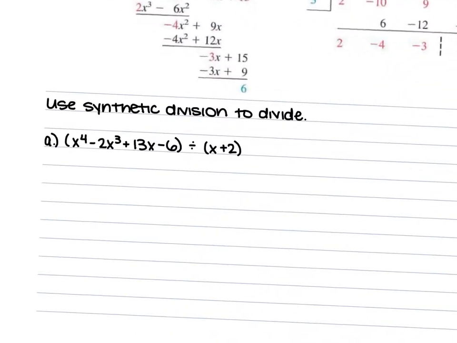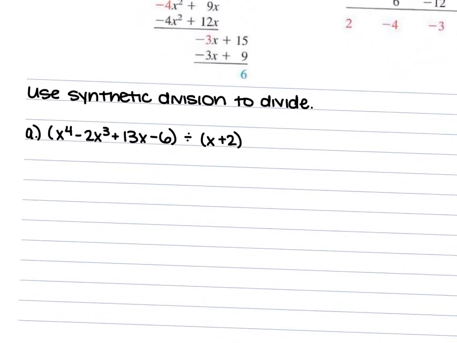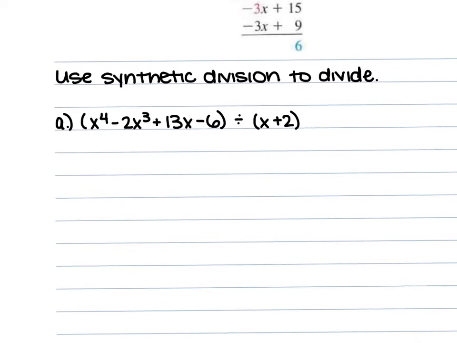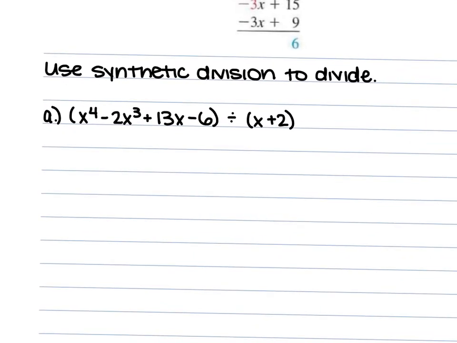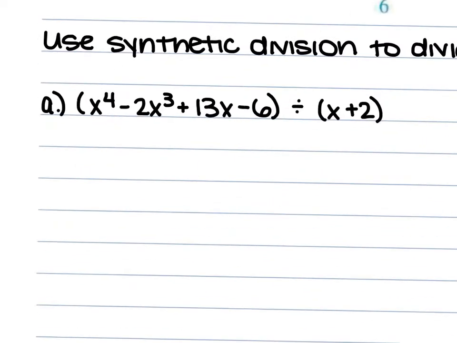3/6 synthetic division. When working with synthetic division, you want to take that binomial being divided by the polynomial and get it to where x is equal to the number. So like if we look at example A, we have x to the 4th power minus 2x cubed plus 13x minus 6 divided by x plus 2.